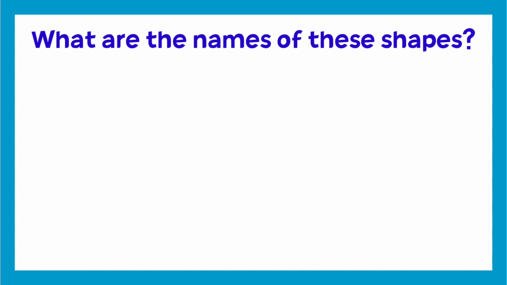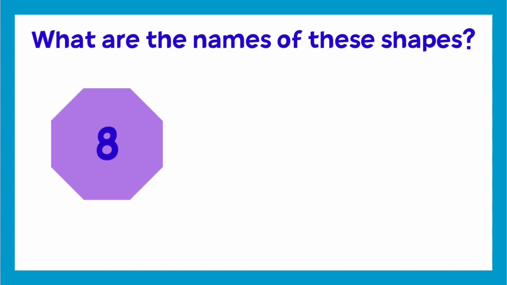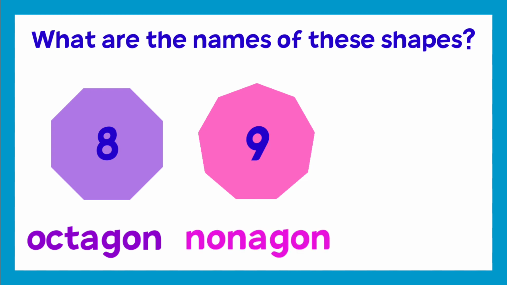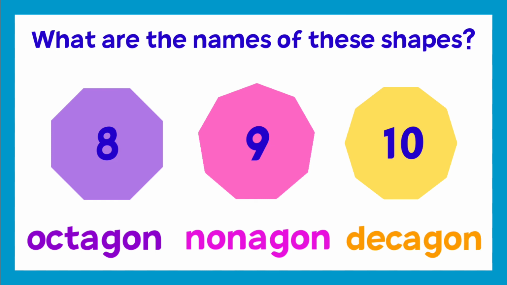What are the names of these shapes? What's a shape with eight sides? Octagon. What's a shape with nine sides? Nonagon. What's a shape with 10 sides? Decagon.